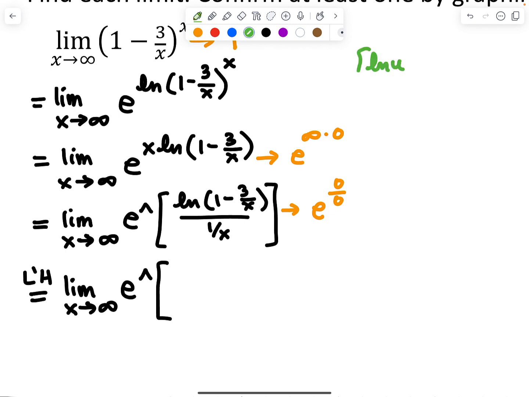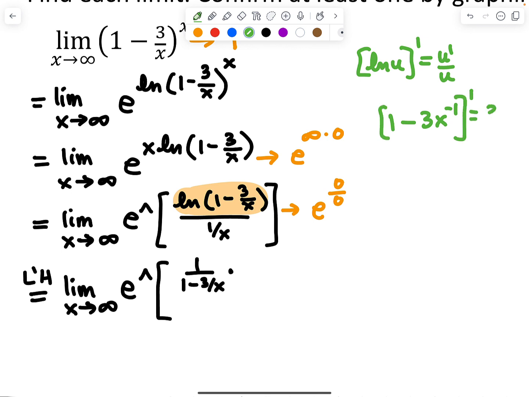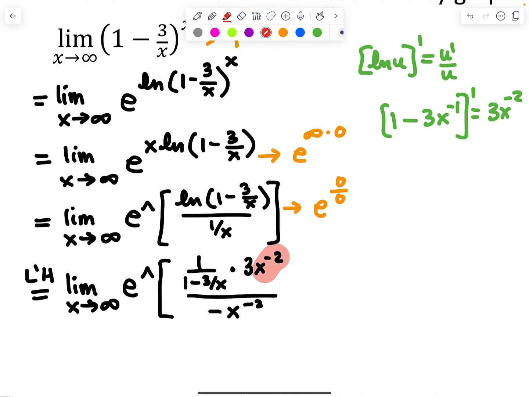Recall also that when you differentiate natural log of u using chain rule, you get u prime over u. So differentiating this function times the derivative of the argument. We have a 1 minus 3x to the minus 1. The derivative of this will be 3x to the minus 2. So times 3x to the minus 2. And now we do the derivative of 1 over x, which is negative x to the minus 2. The x to the minus 2's are going to cancel each other. This minus and this 3 make a negative 3, which I can just put here in the numerator.